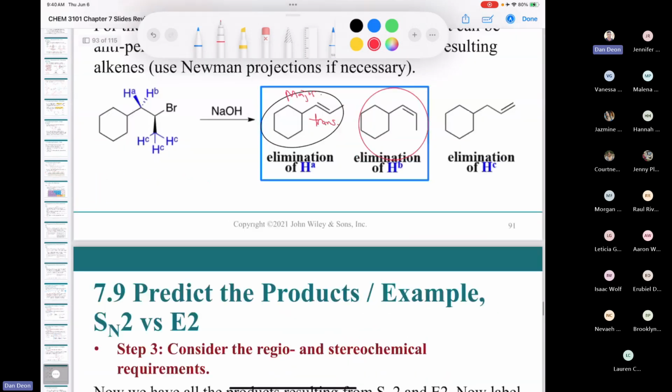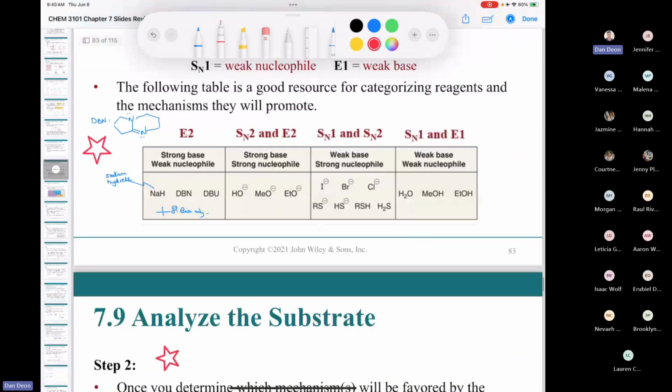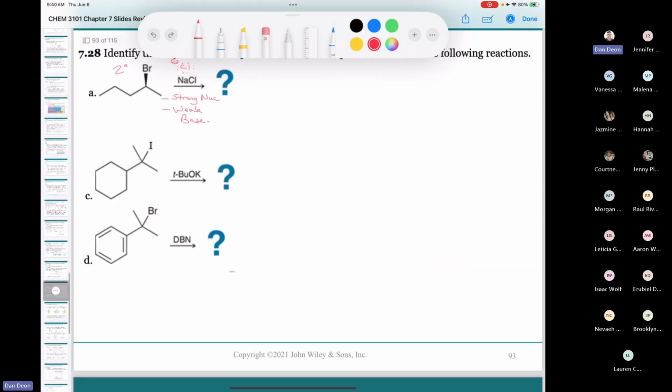And if you have to, you can go back here. Yes, you're exactly right. Okay, you can go back to this table and say, okay, I've got the chloride ion and I've got a secondary substrate. Hey, what do you know? The only thing that's going to happen is SN2. Okay, not too bad.